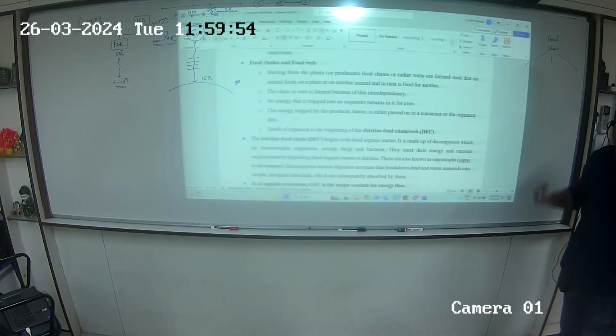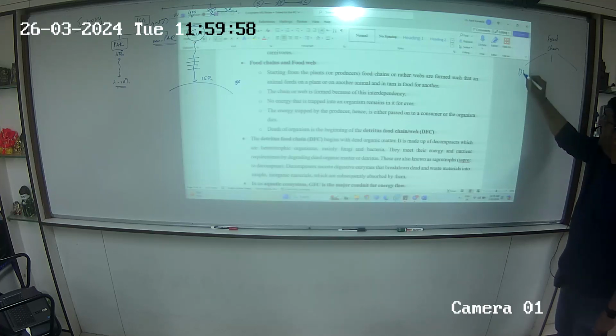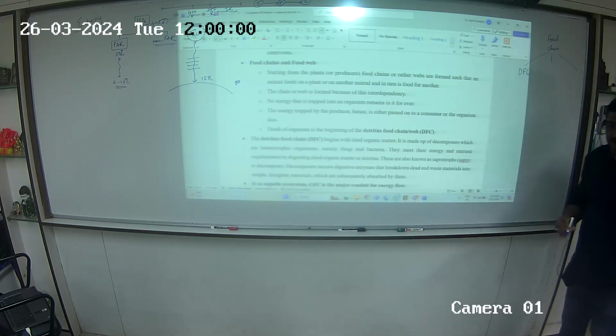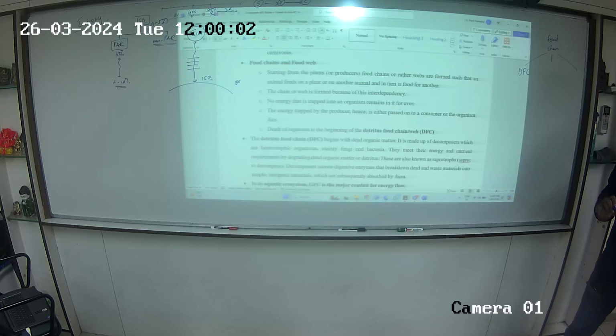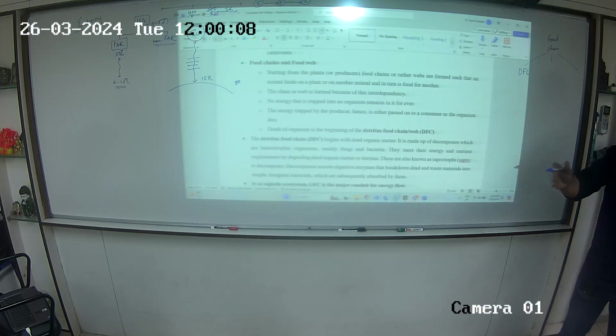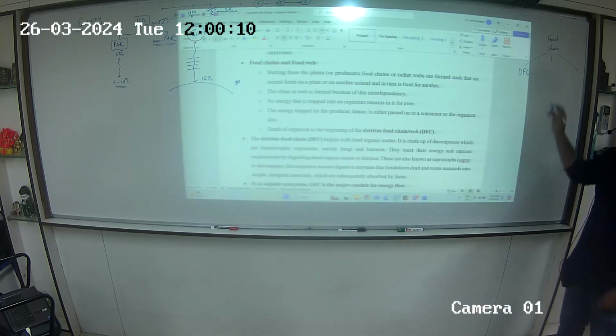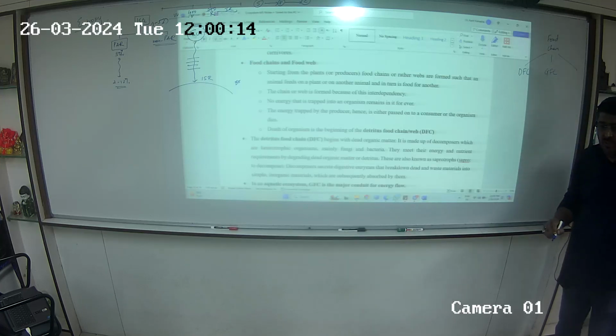A food chain which starts with detritus is called a detritus food chain, whereas a food chain starting with a producer, like grass and grasshopper, is different. Grass is a producer. So whenever a food chain starts with a producer, it is called a grazing food chain.